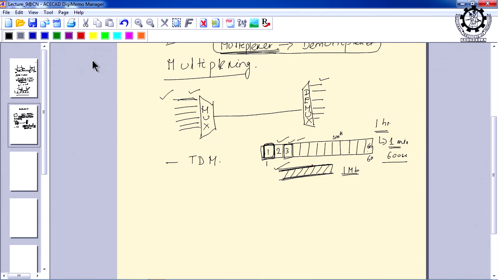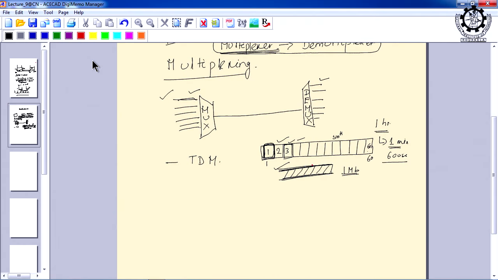That means the time is divided between the nodes, and whenever a node gets the channel, it gets the whole of the bandwidth to transmit. With an assumption that on an average the nodes should be able to finish their transmission within 1 minute. If they do not, they have to wait for the next slot that will be allocated to them, correct. That is what is your time division multiplexing.